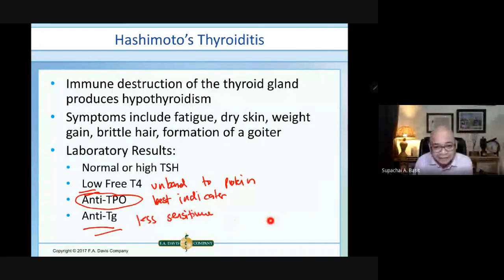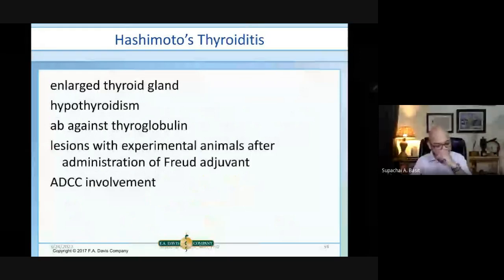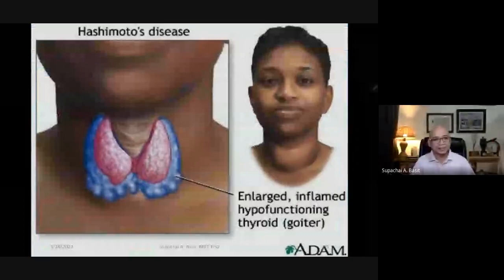However, even if it is less sensitive, it is very specific. They are found in fewer Hashimoto's patients and in healthy persons as well. So again, it is characterized by an enlarged thyroid gland and hypothyroidism. Lesions seen in experimental animals after administration of Freund's adjuvant are also seen in Hashimoto's thyroiditis.